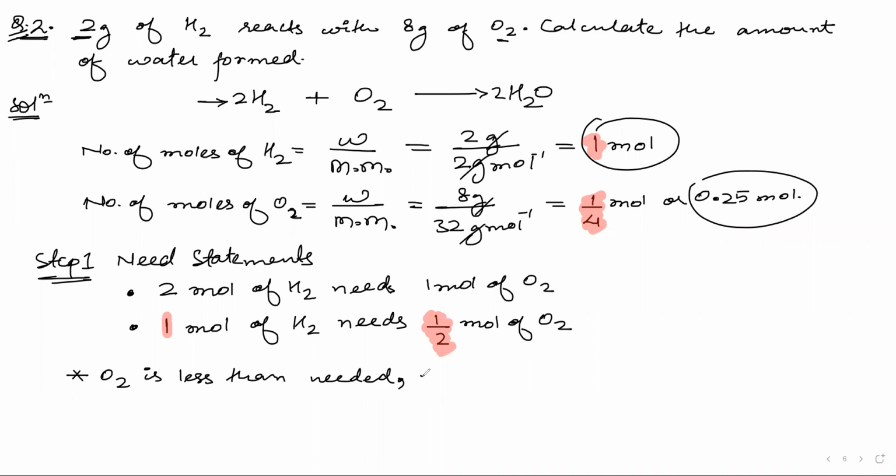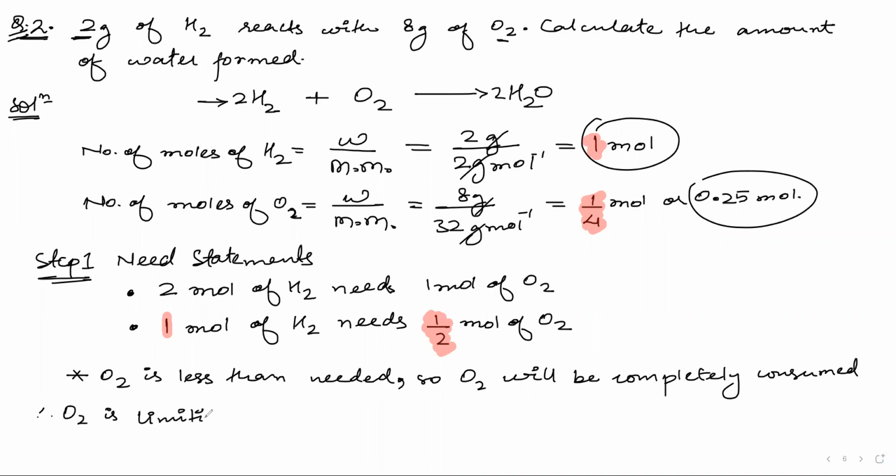So O2 will be completely consumed. If O2 is completely consumed, therefore O2 is the limiting reagent. Very good. Limiting reagent. Any doubts, anyone? Umar, Badavi, Abhinav, Muhammad Umar, Nida, Rihab. No, sir. So please copy this. Easy, na? It is a unitary method.